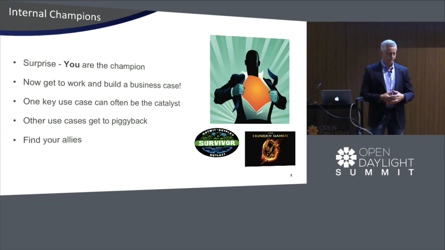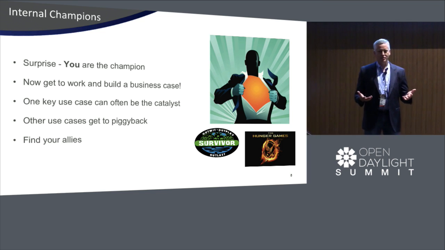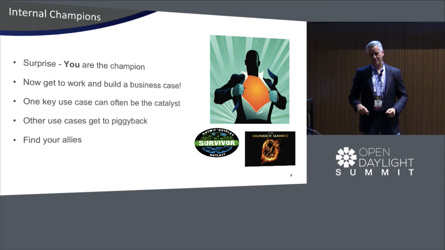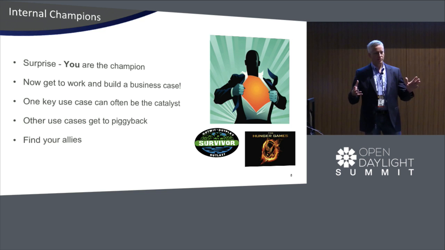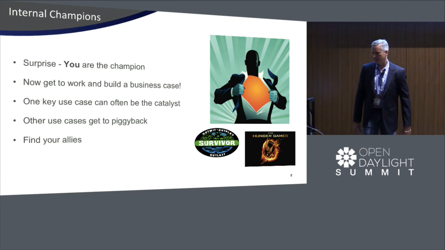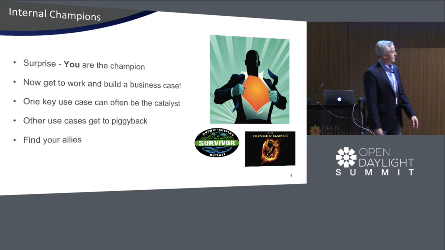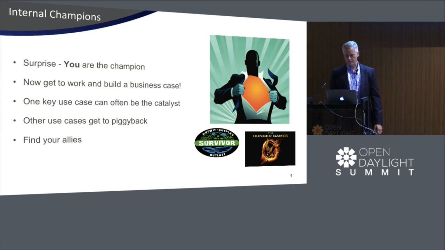The other key thing is just to find your allies. In a large organization, you've got to be working. If you're on the architecture team, you need to know the ops guys really well, or the engineering guys, or whoever it is. You will know who the stakeholders are, and you need to get their buy-in. I use the example of Survivor, building alliances, Hunger Games, same way. You've got to find your friends and help build that business case.